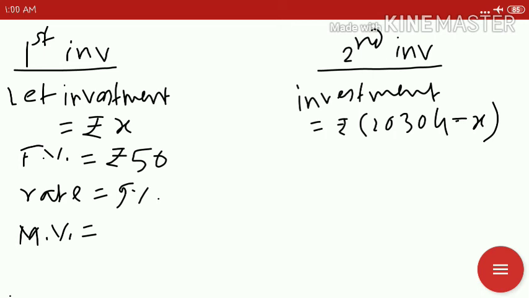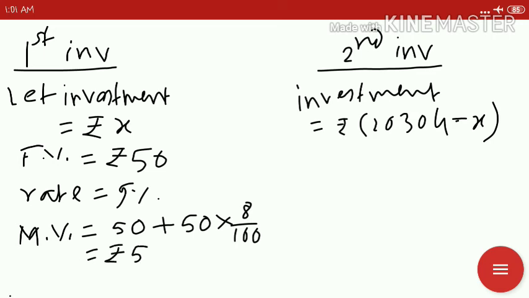So market value for the first type of share, it is given that it is at 8% premium. That means the face value, which was 50, so the market value will be 50 plus 50 into 8 by 100. That will be rupees 54.